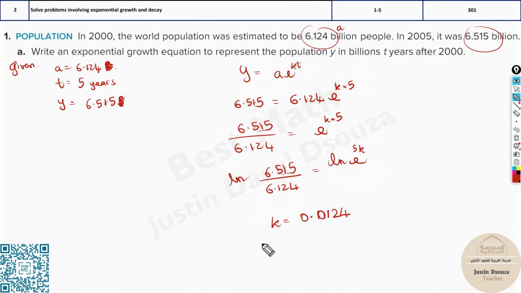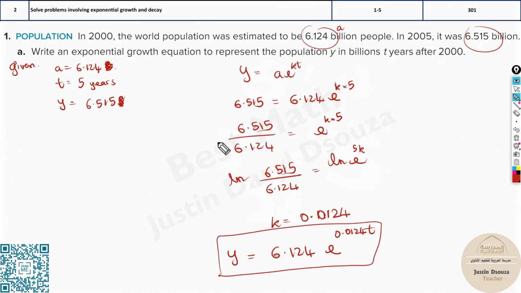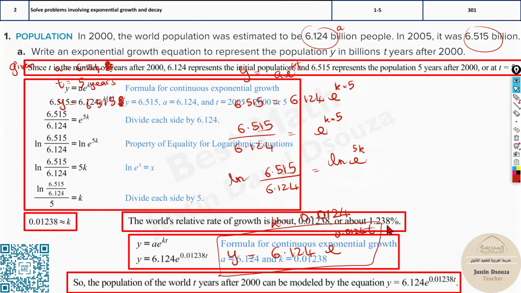We just found the K value. For part A, they have asked you for the exponential equation. That's this growth equation. Now, once you find the K value, you should write y is equal to the initial population, 6.124, e to the power 0.0124 times t. This is the equation they want in part A. The K value was not known, so we used the formula, substituted all the given values and found K, and then we got this. So that's part A. And you can see over here, that's the answer.